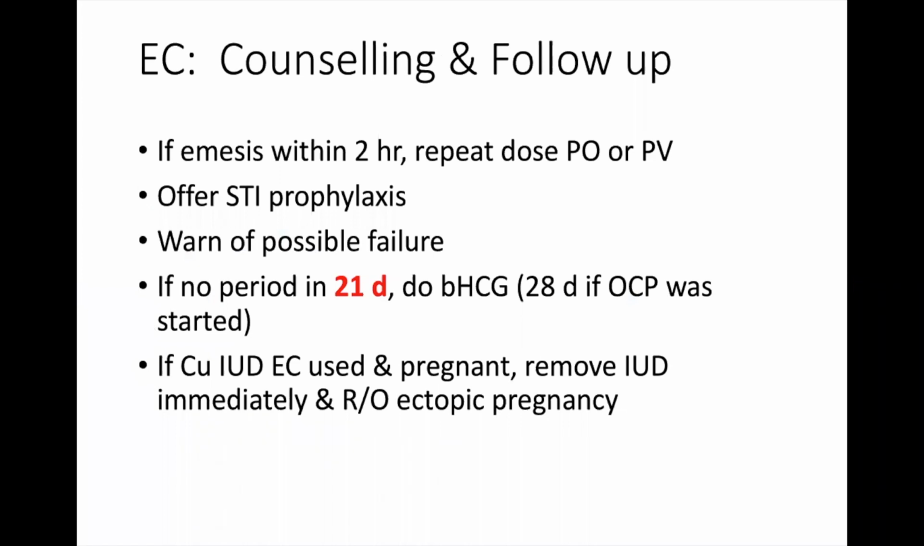If no period in 21 days, they should do a beta HCG, or 28 days if OCP was started. If copper IUD emergency contraception is used and she is pregnant, remove the IUD immediately and rule out ectopic pregnancy.